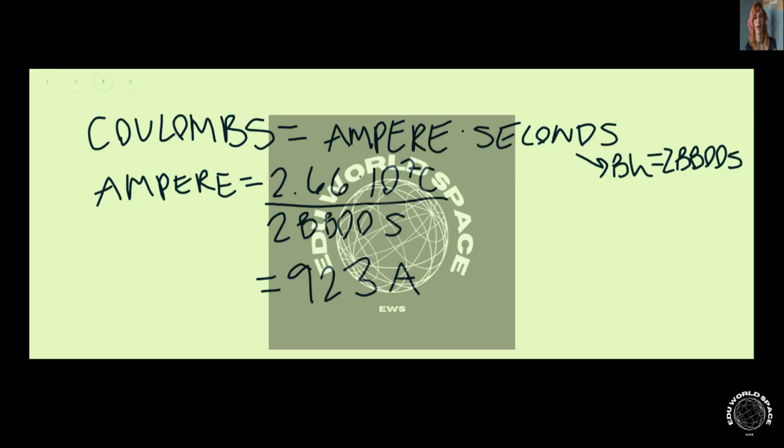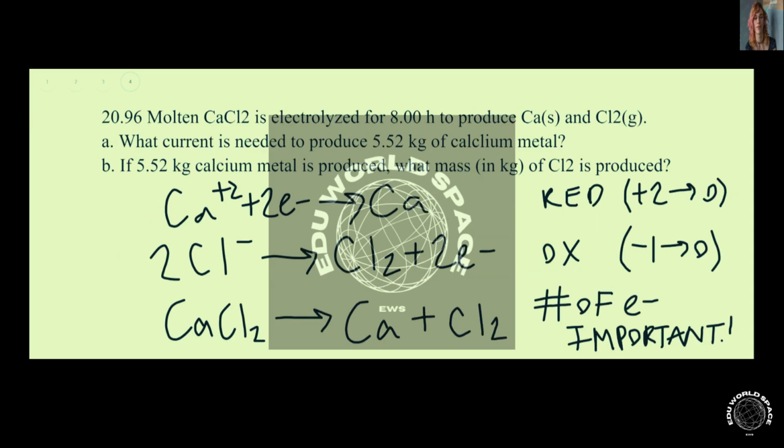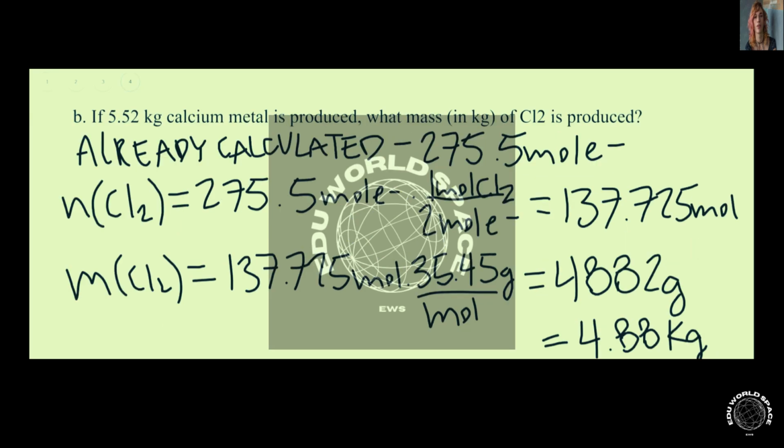In B, we're asked if 5.52 kilograms of calcium metal is produced, what mass in kilograms of Cl2 is produced? So we already calculated, based on our 5.52 kilograms of calcium metal, that we had 275.5 moles of electrons. So how many moles of chlorine do we have based on that? Well, let's look at our half reactions again. We know that for every 1 mole of Cl2 we produce 2 moles of electrons. So if we have 275.5 moles of electrons, we just need to divide that by 2.